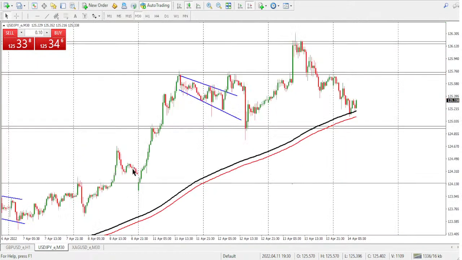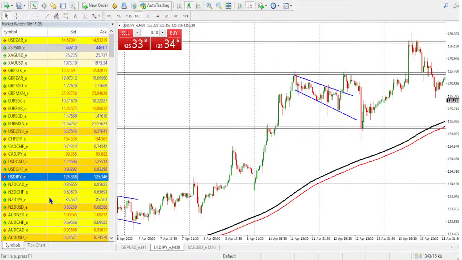So basically we do expect that the price needs to continue to the upper side, at least up to this point. If it breaks beyond it, then we do expect a continuation to the upper side. The next instrument is Euro USD.